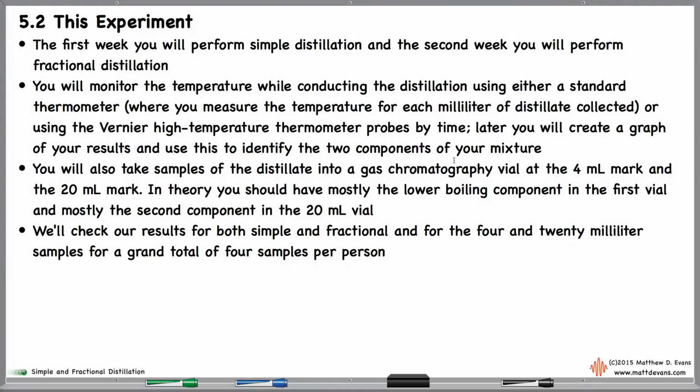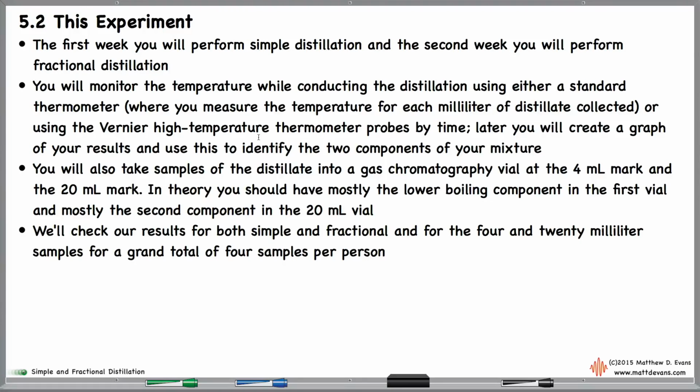You're going to monitor that temperature while conducting the distillation using either a standard thermometer or some of you might be lucky enough to use one of our verniers. So these are the digital thermometer probes. They have to be high temperature. We can't use the standard ones. But anyways, that's a lot simpler. And we don't monitor by distillate collected. We monitor by time. And that also creates a graph automatically. So it's really slick. So only a couple of you are going to be able to use that. I think we only have about 5 of those at this point.